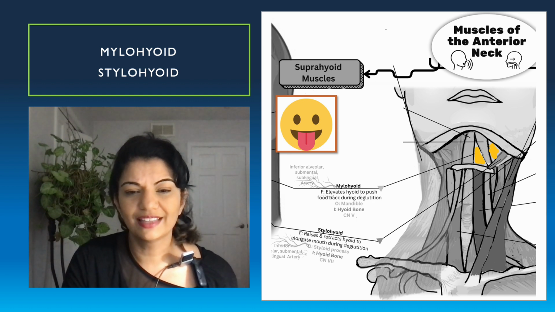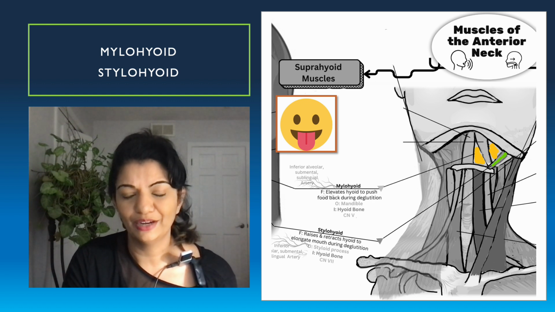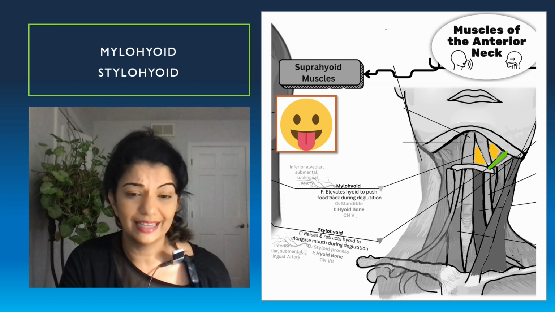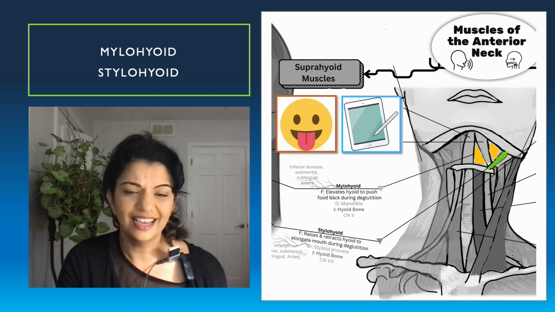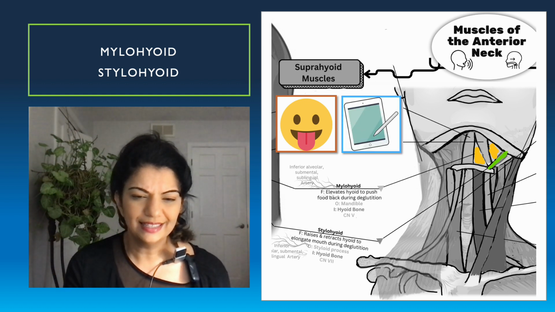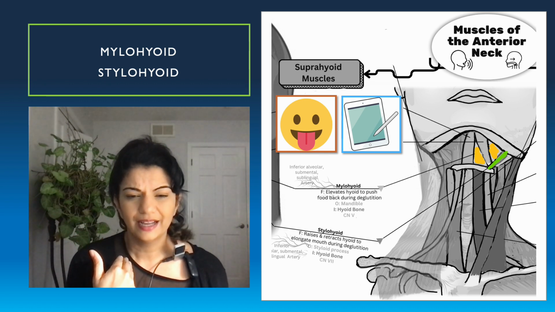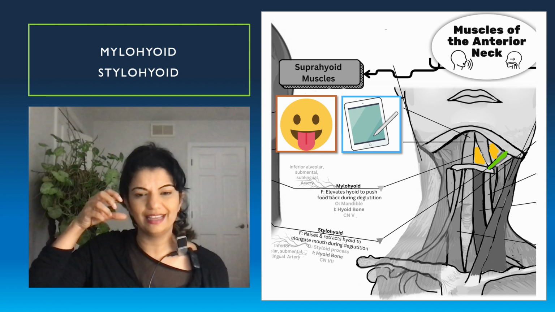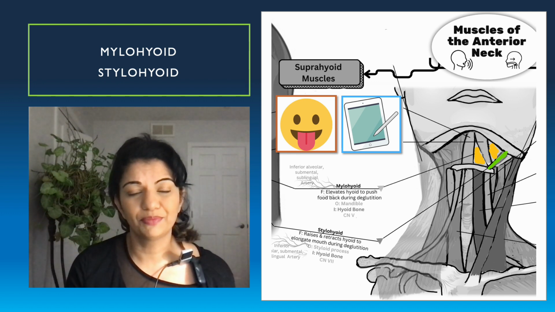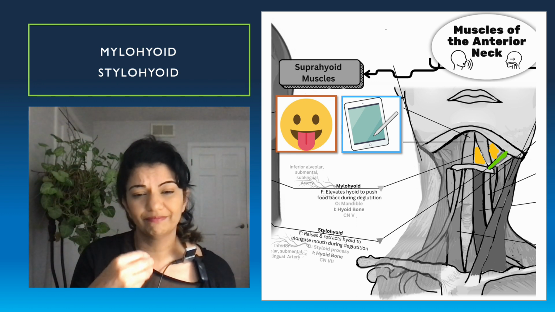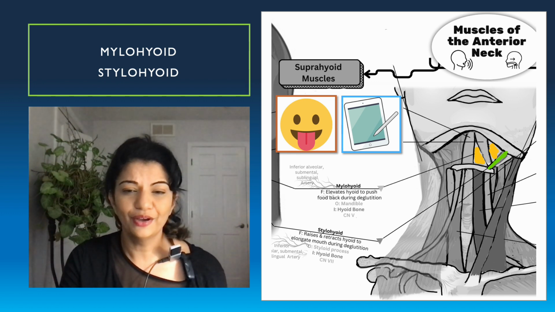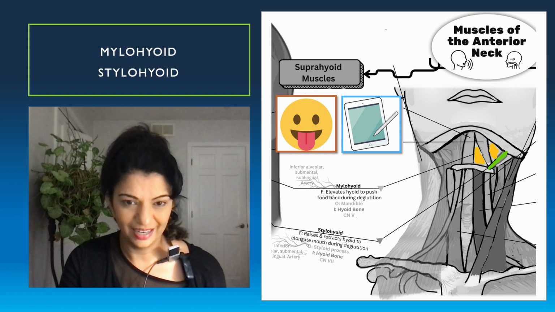Then we've got the next one, which is the Stylohyoid, and this looks like a stylus, right? I don't think anyone can deny that. That's what it looks like. Basically, it raises and retracts the hyoid so that it elongates the mouth during swallowing. Essentially, that's what it does. So there you have it, the Mylohyoid and the Stylohyoid.